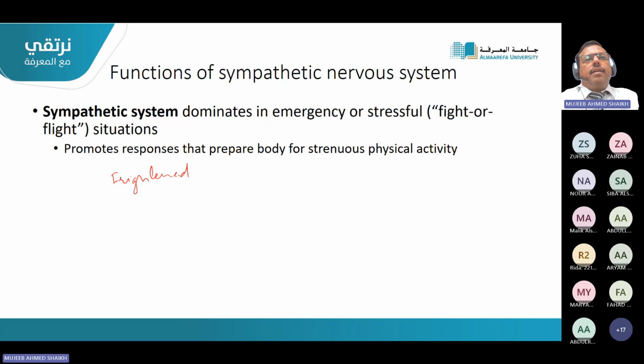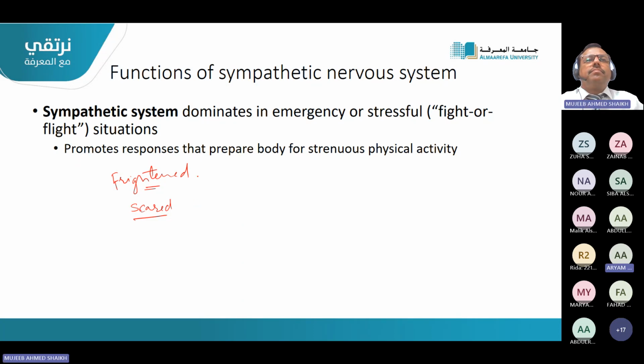You will get frightened, scared. During this stage, what will be your reaction? What will be your reaction? When you get scared because of something, what will be your reaction? Yes, any response? When an emergency situation comes to you, what will be your response?